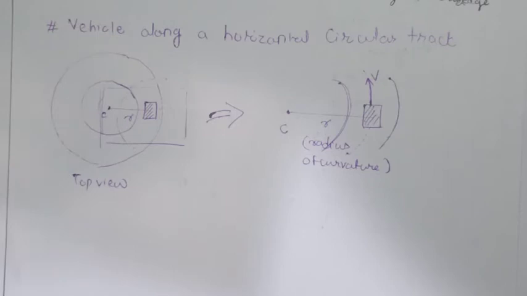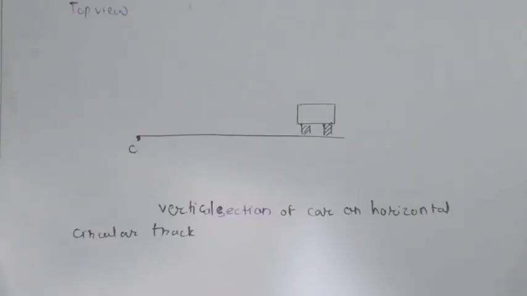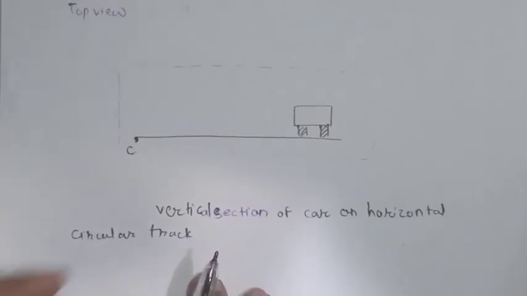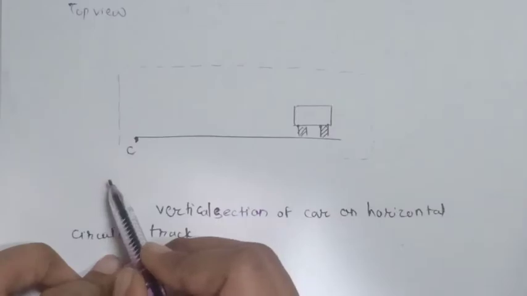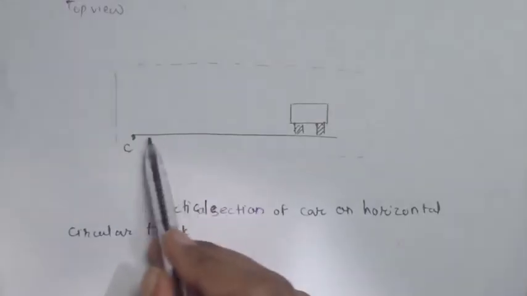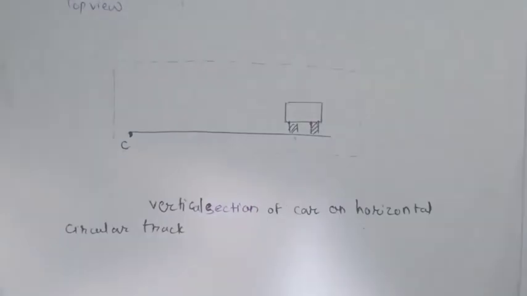So let's consider a vertical section of a car on a horizontal circular track of radius r. So this is the vertical section of a car on the horizontal circular track. Here the plane of the figure is a vertical plane perpendicular to the track, but it includes the center of the track. This dotted one will be the vertical plane perpendicular to the track. Now let's find all the forces acting on the body while performing circular motion, that is, the free body diagram.